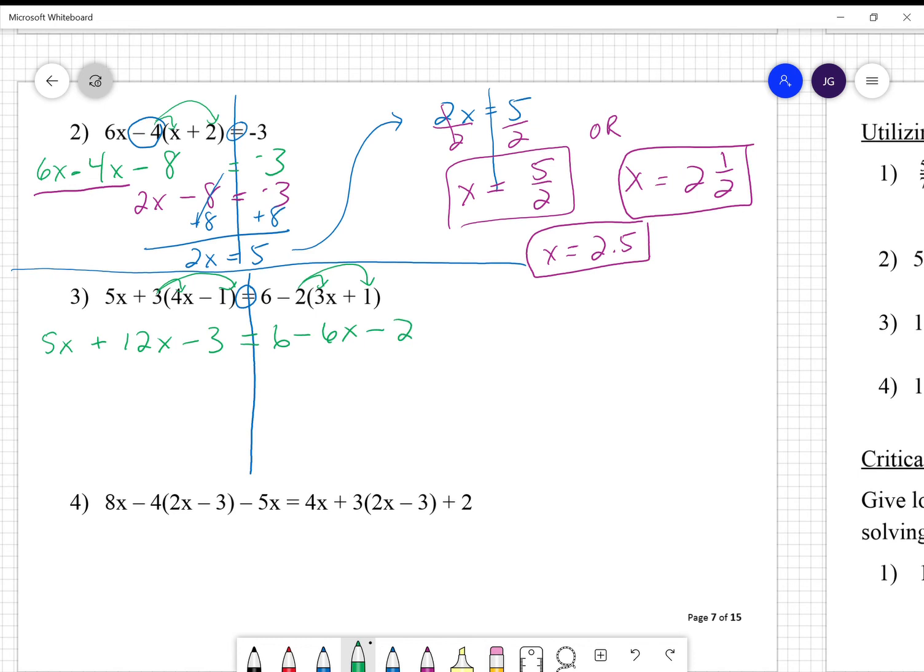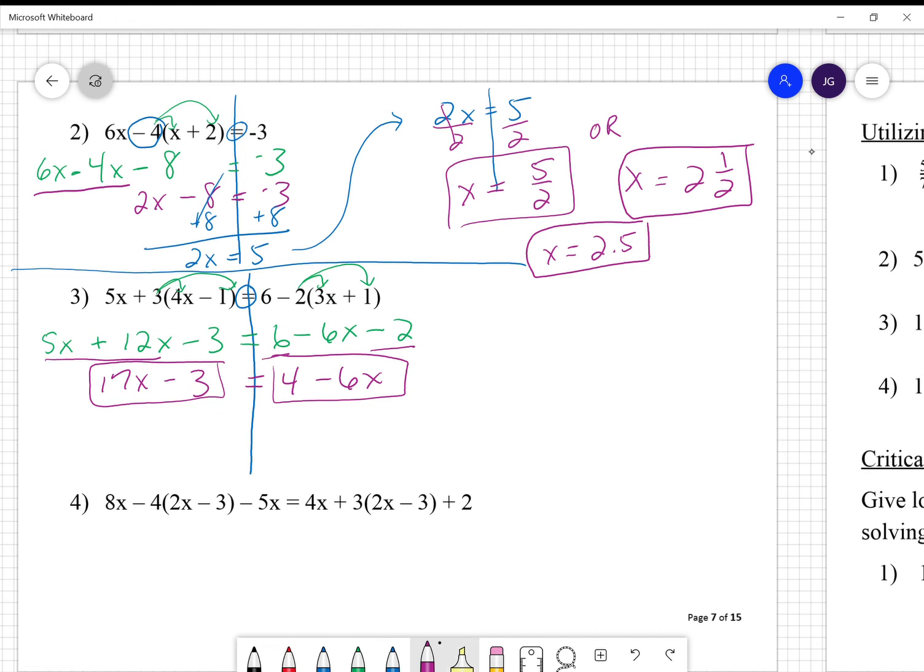Okay, now there's still more work I can do on the left. I can combine like terms, and on the right I can combine like terms. So my new equation is 17x minus 3 on the left, and on the right 6 minus 2 is 4 minus 6x. Now if you look at the left side, there's nothing I can do. I can't subtract those, they're not like terms. Same thing on the right. I can't subtract those, they are not like terms.